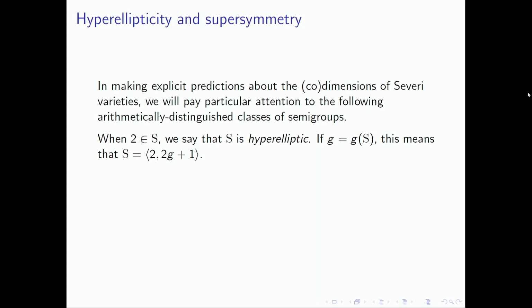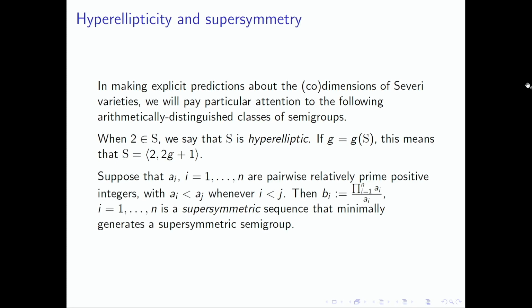The reason why they're called hyperelliptic semigroups is that classically they're associated with hyperelliptic Weierstrass points on curves. But from a combinatorial point of view, it just means that we require 2 to belong to the semigroup. So if the genus of the semigroup is G, then that forces a set of minimal generators for the semigroup to be 2 and 2G plus 1. Okay, so that's one class of semigroup. Arithmetically, it's relatively simple, which is why I'm singling it out.